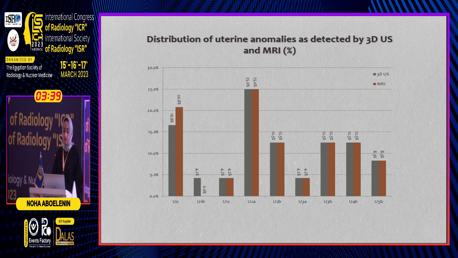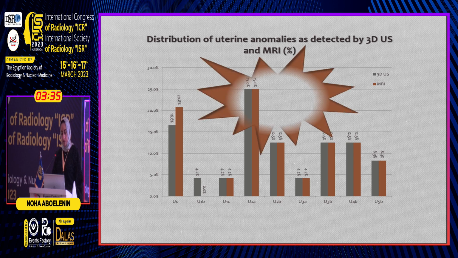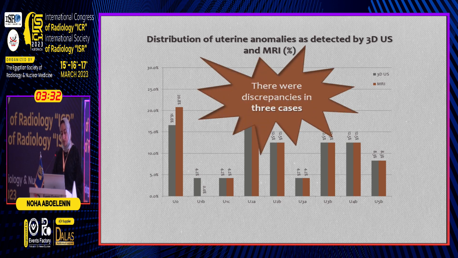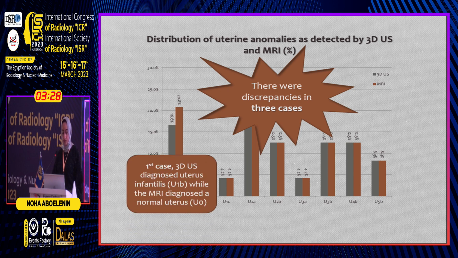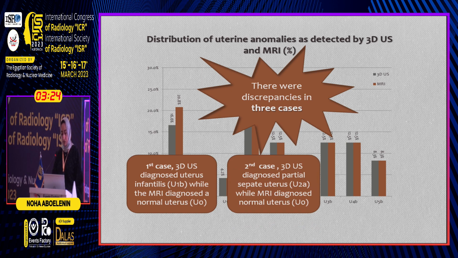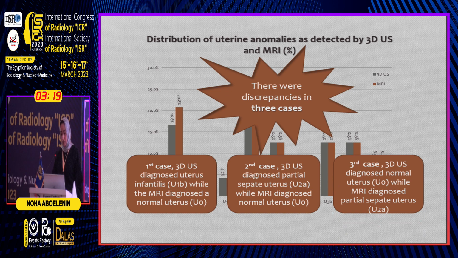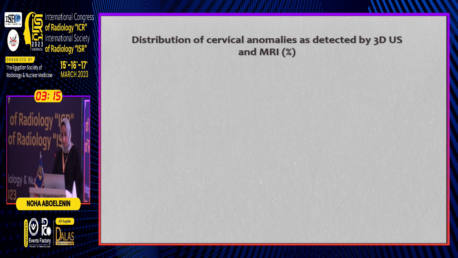Results. This chart shows the distribution of uterine anomalies as detected by 3D ultrasound. And we found discrepancy in 3 cases. The first case, diagnosed as infantile uterus, turned out to be a normal uterus by MRI. The second case was diagnosed as partial septate uterus, then turned out to be a normal uterus. And the third case was a normal uterus by 3D ultrasound and turned out to be partial septate uterus.